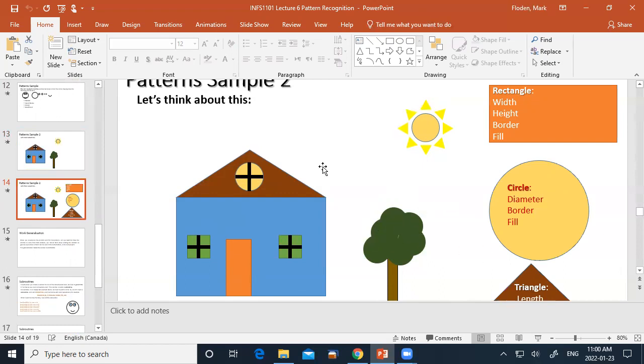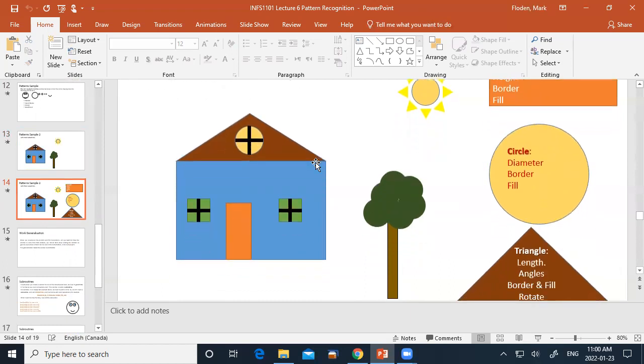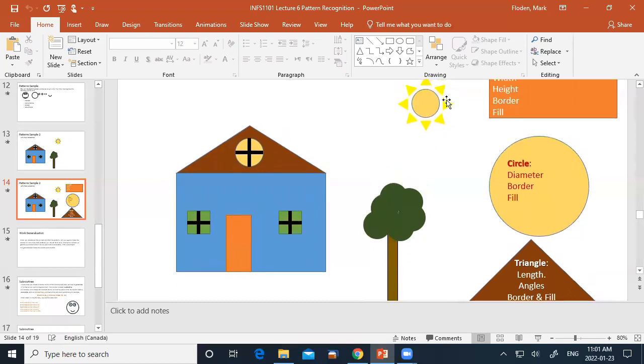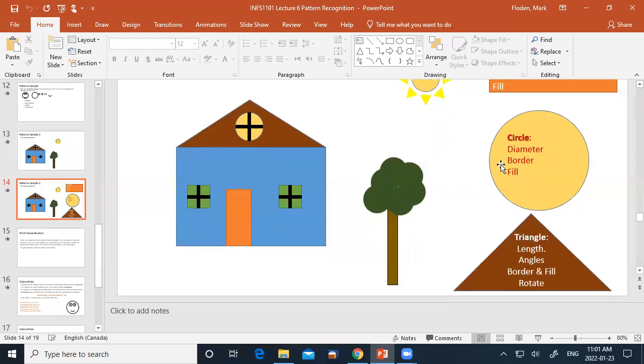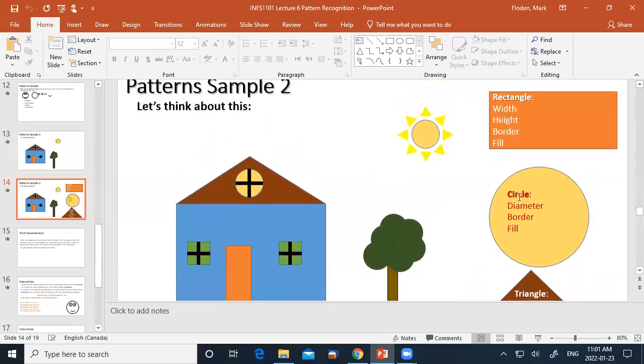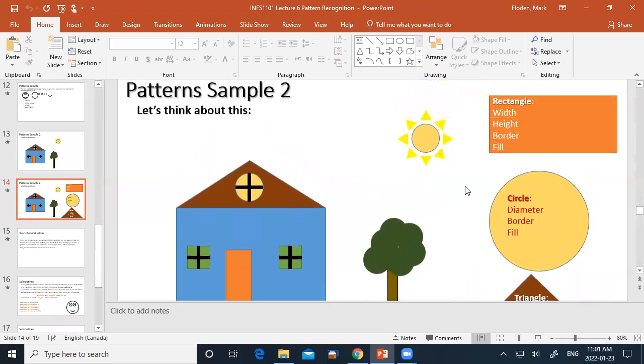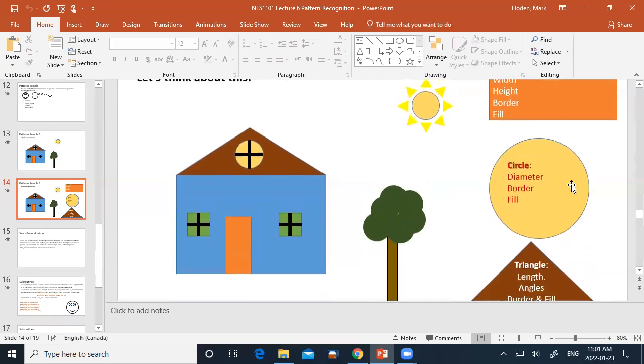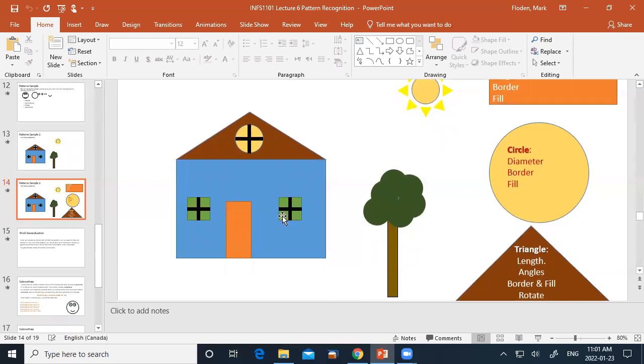Then the triangle. You need the length, the three angles, border, fill, and the rotation. So then you'd draw this. And you'd also need the rotation for these triangles to get them oriented right. So with those three modules, each of those could be a class in an object-oriented language. And then you could go ahead and draw something like this.